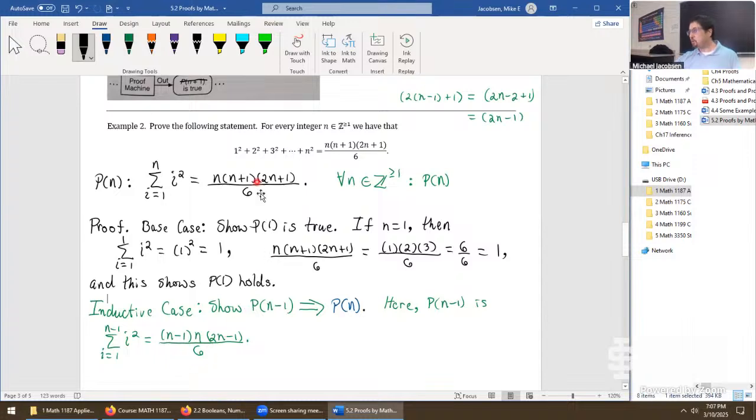So that's the whole entire step right here, the whole entire statement, P(n−1). We need to take that and show that the truth of this, we're assuming that this is true, implies P(n). Let's be just a little bit more specific. P(n−1) is that statement, and we assume it is true.